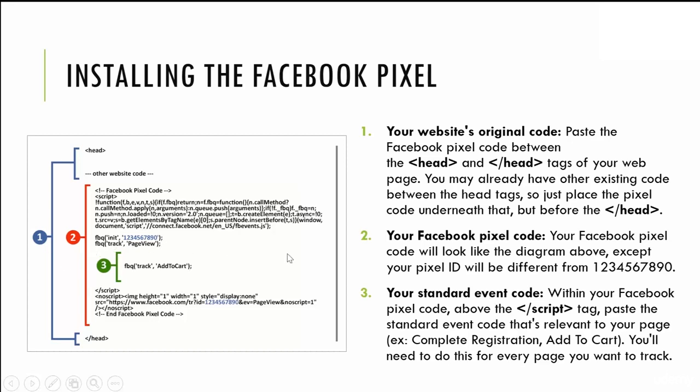But what specific thing about that page view? What specific event is that page view categorized as? When people add something to their cart, that's what this one will be tracked as. So this is your standard event code. Remember, ours was the tracking code for viewing content. There's a whole list of predetermined categories for these standard event codes.